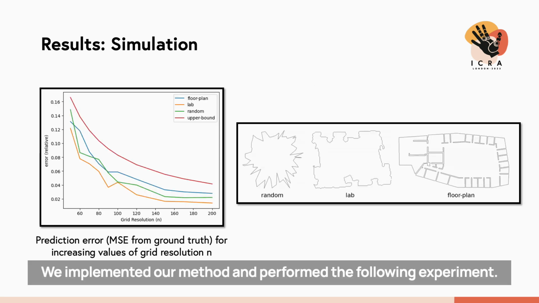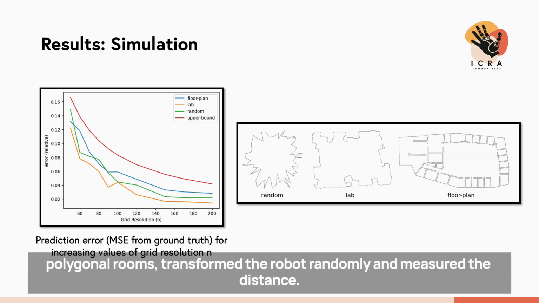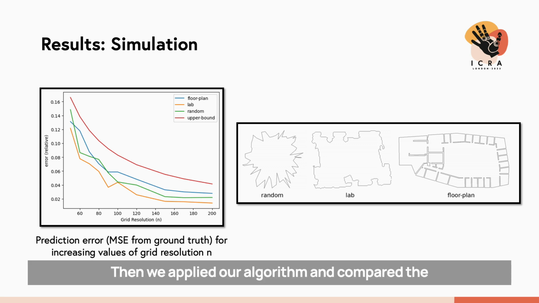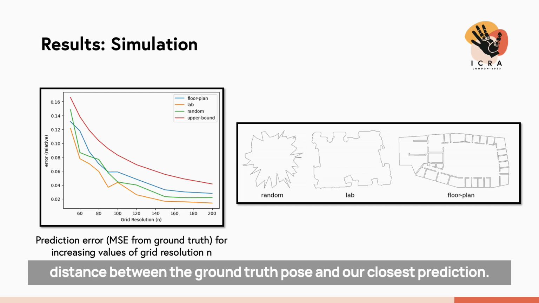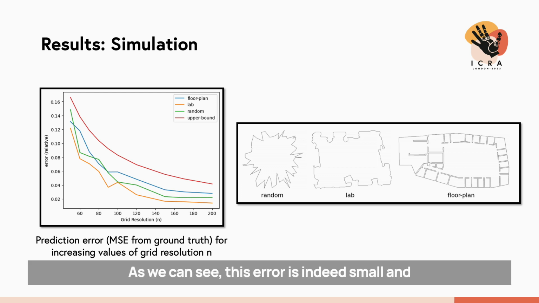We implemented our method and performed the following experiment. We placed the robot in random poses in different polygonal rooms, transformed the robot randomly, and measured the distance. Then, we applied our algorithm and compared the distance between the ground truth pose and our closest prediction. As we can see, this error is indeed small and decreases for larger grid resolutions.